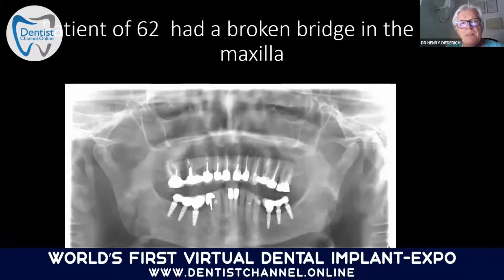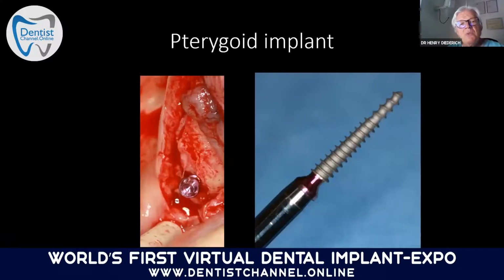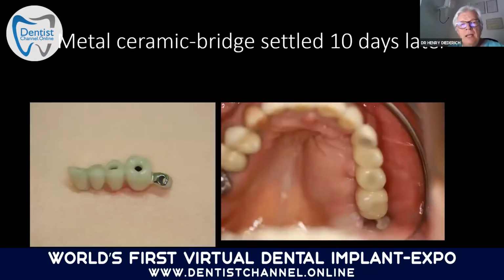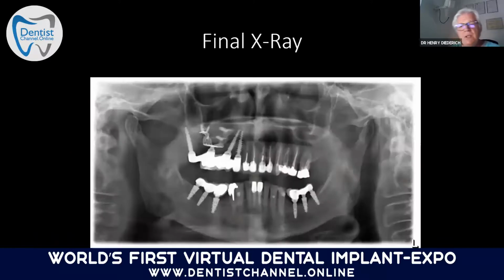Or here, the patient of 62 had a broken bridge in the right maxilla, but she was a professor and did not want to stay without teeth, but the bone was of very bad quality. It was D4 bone. So we put a pterygoid implant, and of course we adapted a plate. And here, 10 days later, we could settle our metal ceramic bridge. You see the soft tissue, you see the finished work, and here you see how it works on our X-ray.